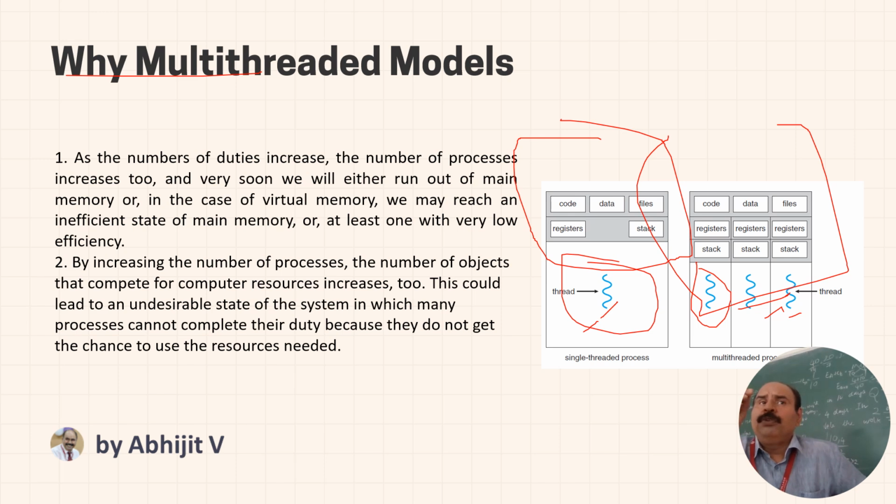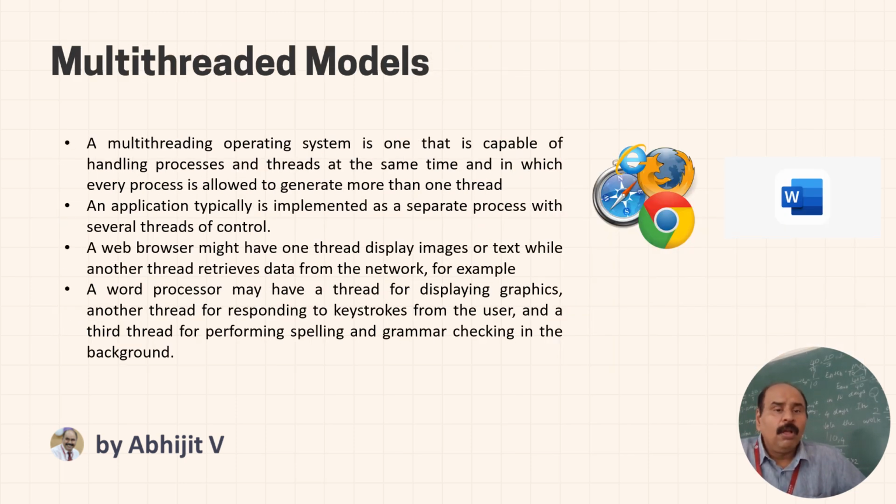You may get questions like, why do we need multi-thread models, or what are the advantages of having multi-thread models? For all these, your answers are these. So we'll see an overview of what multi-threading is and how it works. A multi-threading operating system is one that is capable of handling processes and threads at the same time, in which every process is allowed to generate more than one thread.